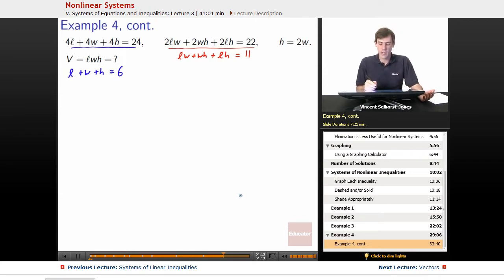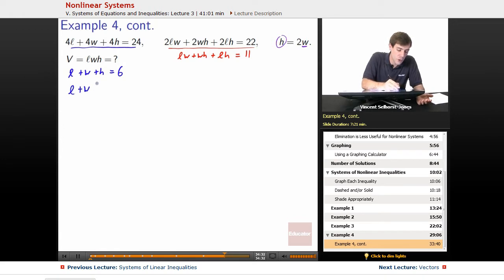So let's try to solve in terms of W, right? We've got W over here. H is already ready to be substituted in somewhere. So since it's connected to W, we can probably figure out W easiest from what we've got set up here. So we can plug that in over here. If H equals 2W, then we have L plus W plus what was H equal to? H was equal to 2W. So plus 2W equals 6. So L plus W plus 2W, 3W equals 6. So L equals 6 minus 3W.